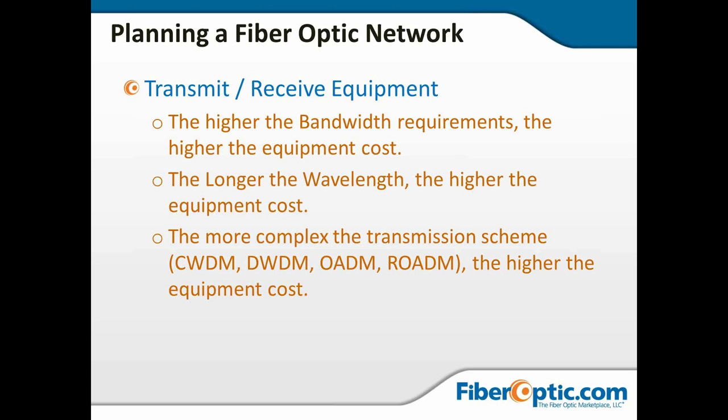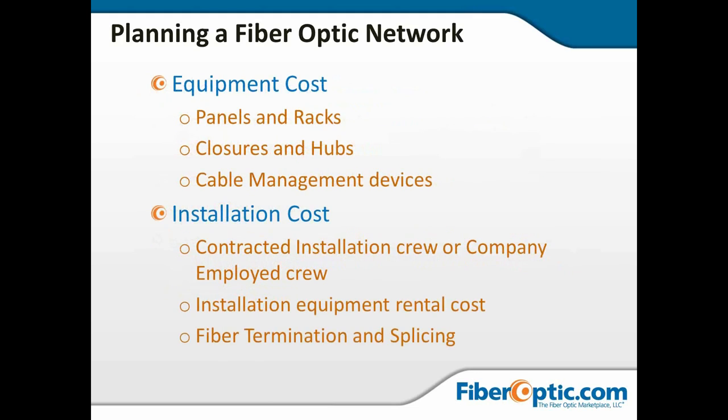The more complex the transmission scheme, the higher the cost. CWDM is complex enough. You go to DWDM, you're going to use the lower spectral width lasers, and your prices are going to start going up. You start using add-drop multiplexers, your cost goes up again. You start using programmable add-drop multiplexers, and you've got another layer of cost. So again, the more complicated your transmission scheme, the higher the equipment cost is going to be.